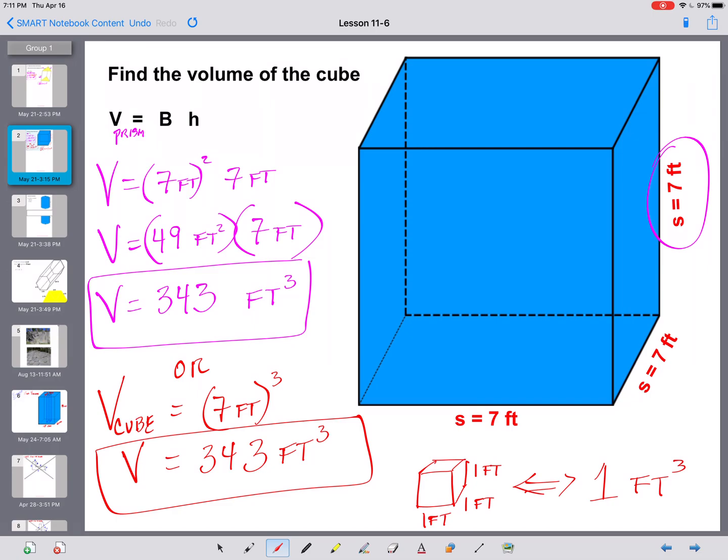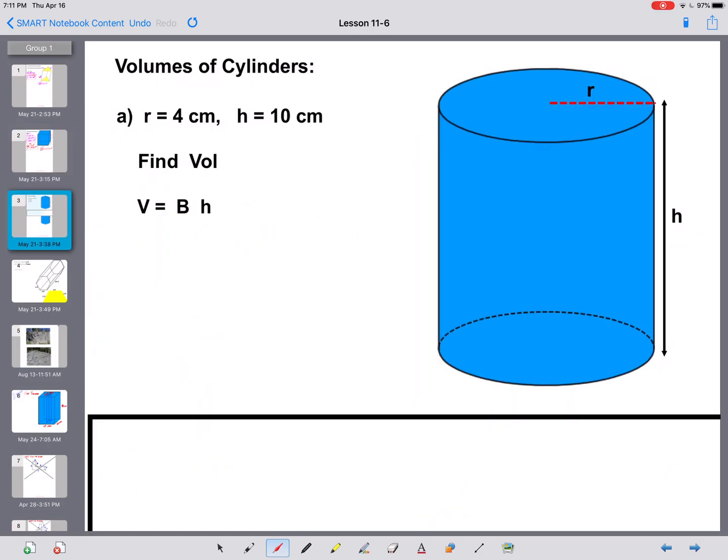Now, we've been talking about prisms. Let's go now and talk about cylinders. Why are we going to have cylinders and prisms in the same section? Because their formula is the same. If you look on our formula sheet, look at the formula for cylinders for volume. It's the same as prisms. Capital B times H, the area of the base times the height. We've got a radius of 4 centimeters and a height of 10 centimeters.